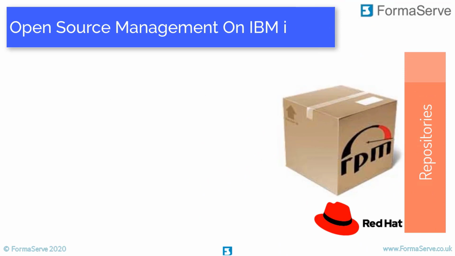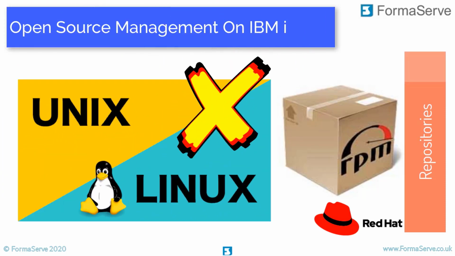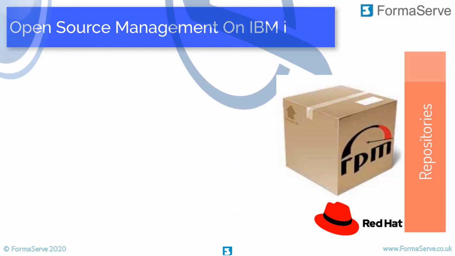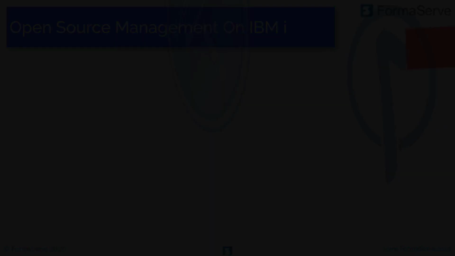IBM has created an RPM repository where all the software resides for our open source packages. They are not AIX Unix RPMs. They are IBM i RPMs, shipping IBM i software, compiled for and known to run on IBM i, built on IBM i for IBM i.